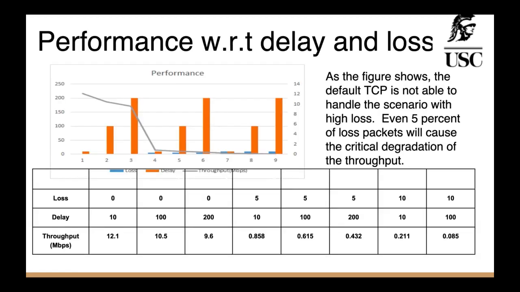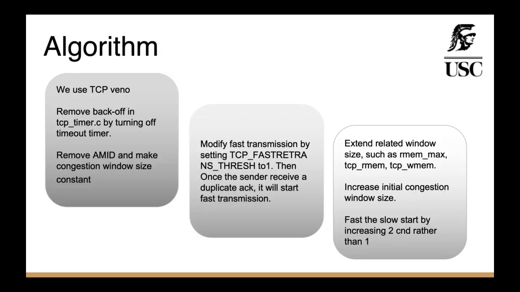In the first part, I am now showing you the performance of FTP throughput under delay and loss. As you can see in the figure, the default TCP is not able to handle the scenario with high losses. Even 5% of lost packets will cause critical degradation of the throughput.